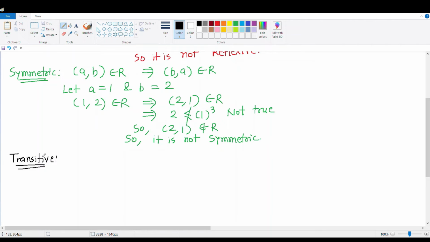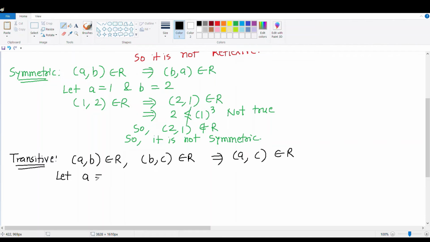Now the definition of transitive says that if you have (A, B) belongs to R, and if you have (B, C) belongs to R, then you must have (A, C) belongs to R. For this we have to try a few numbers, and we might end up getting a counterexample. If we get a counterexample, that means it is not transitive. So let's take A equals 9, B equals 4, and C equals 2. Let's see whether this works or not.